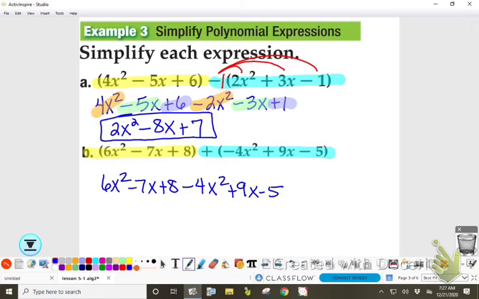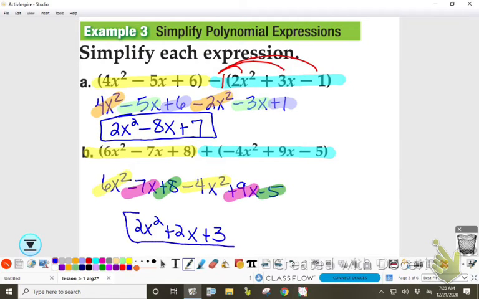And then I'm going to combine like terms, starting with the highest exponent first. I have 6x squared minus 4x squared. That'd be 2x squared. Next, I have negative 7x plus 9x. That would be a positive 2x. Negative 7 plus 9. And then the last one, I have 8 minus 5. 8 minus 5 is a positive 3. So your answer is 2x squared plus 2x plus 3. So you're just adding like terms.